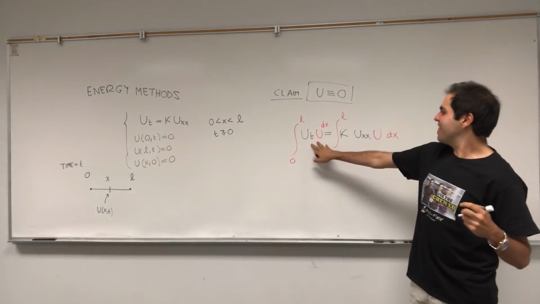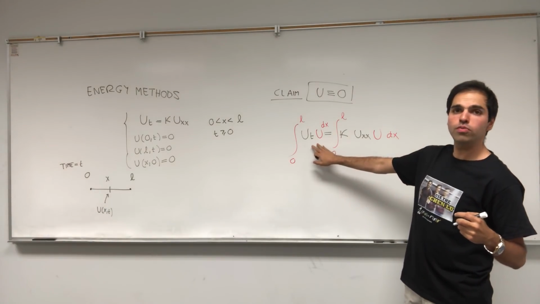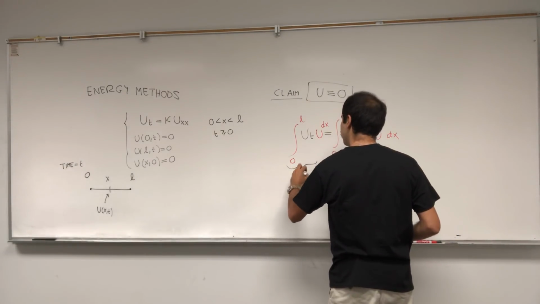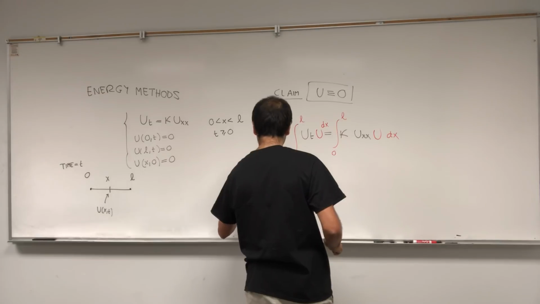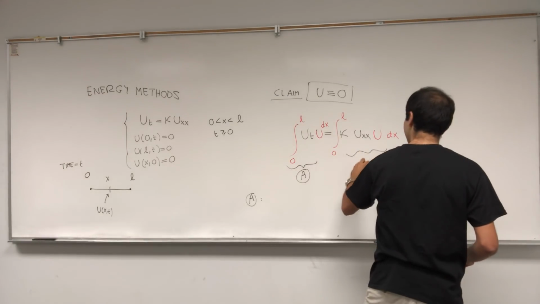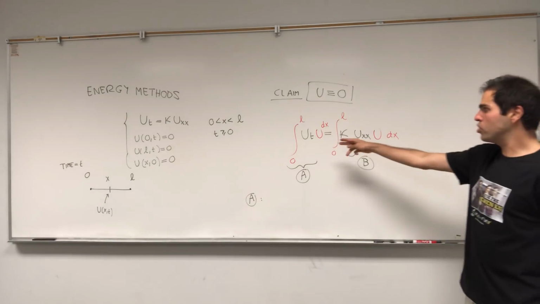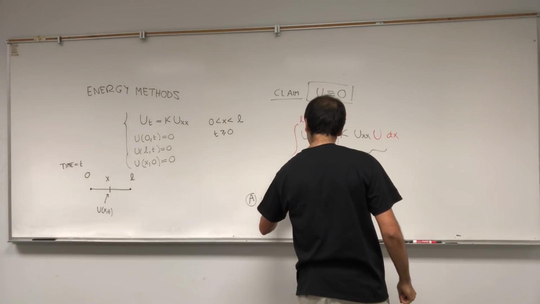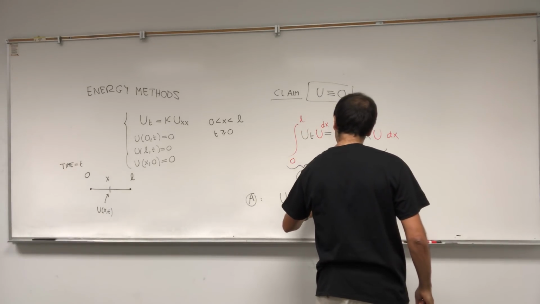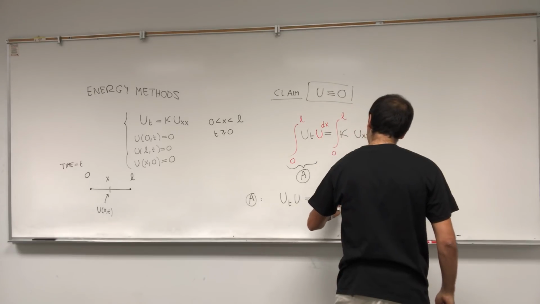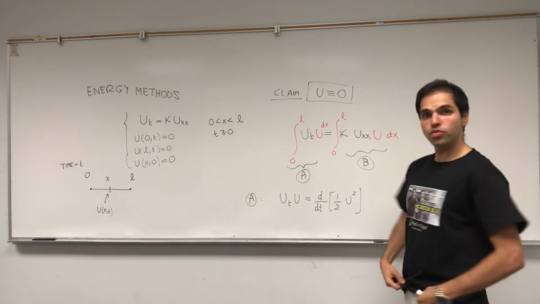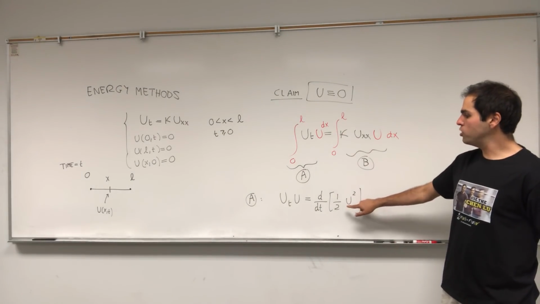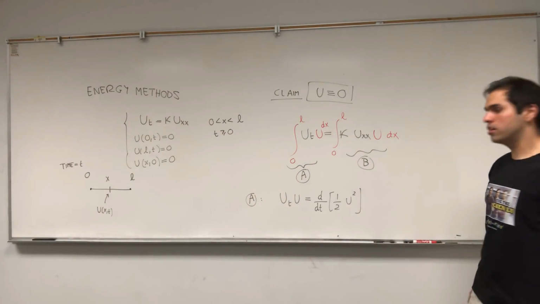Anyway, all that's left to do is to rewrite the left-hand side and the right-hand side in two different ways. So let's first study the left-hand side. So let's say A, and then that's the right-hand side B. Well, for A, it turns out u_t u is a derivative in and of itself. So u_t u is the same thing as the time derivative of 1/2 u squared, because if you use the chain rule, if you differentiate u squared with respect to t, you get 2 u_t u, divided by 2 gives you u_t u.